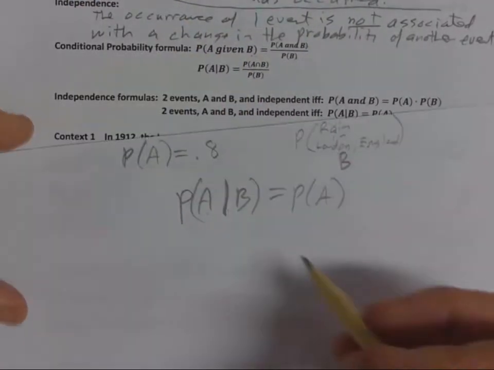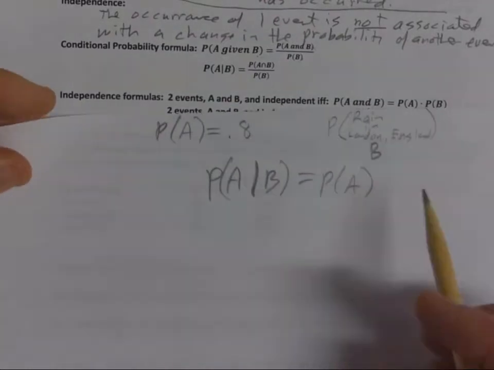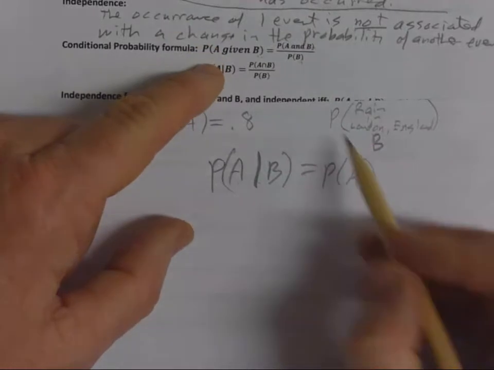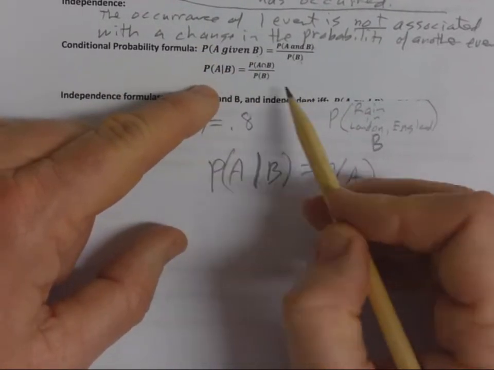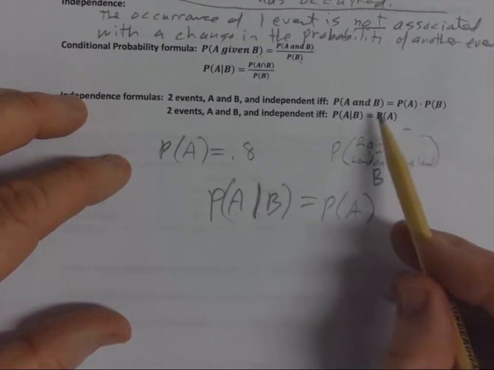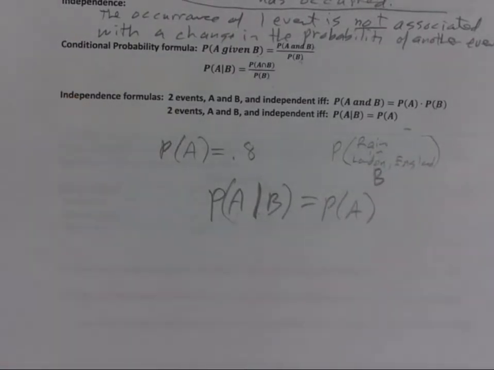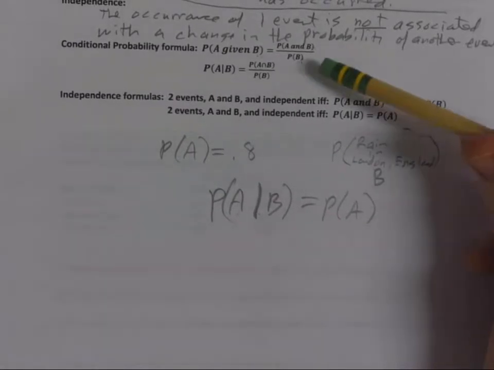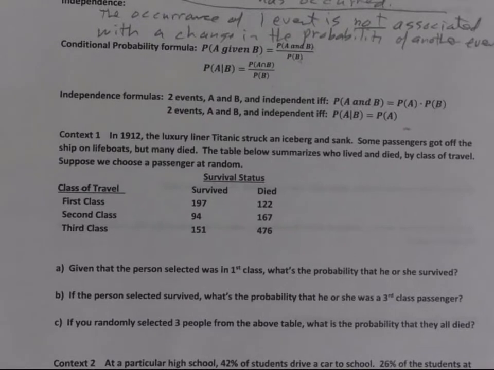And then if we took that concept and plugged it back into that formula, A given B, we would end up in essence with this independence formula. So those are the two ways to show independence. Now, these two things you have to memorize. They're not on your formula sheet. This one is.